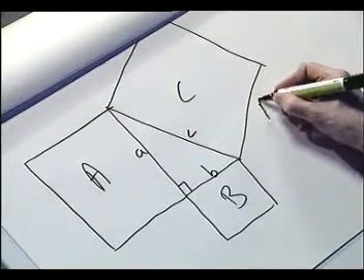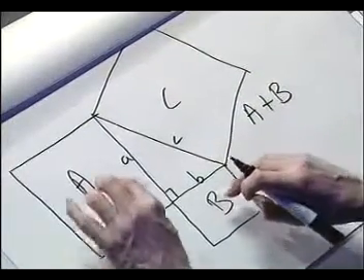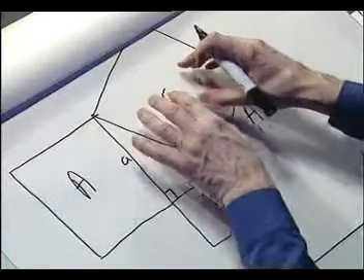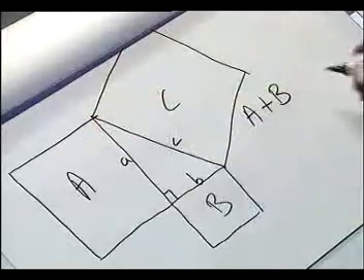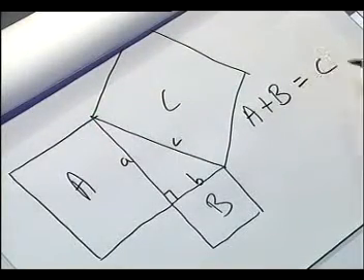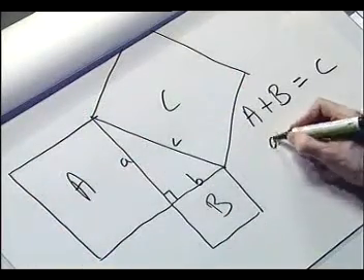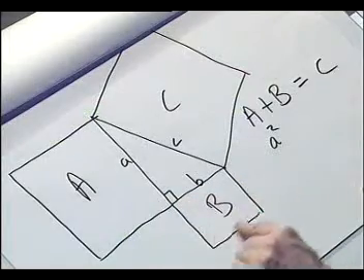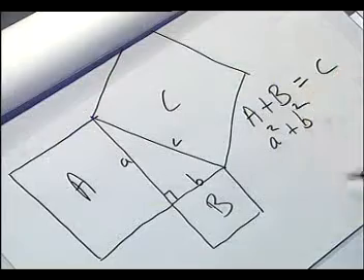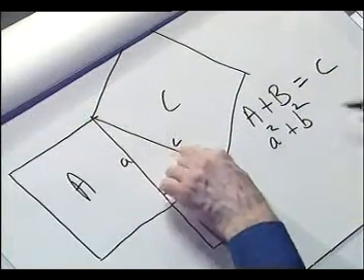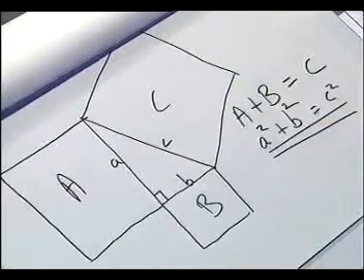And the theorem tells us that if we add together the areas of the squares on the two shorter sides, the result is the area of the square on the longest side of the triangle, the hypotenuse. So A plus B is equal to C. But this is a square, and so its area is a squared. And this is also a square, so its area is b squared. And this is a square, and its area is c squared. And so we have the traditional result.